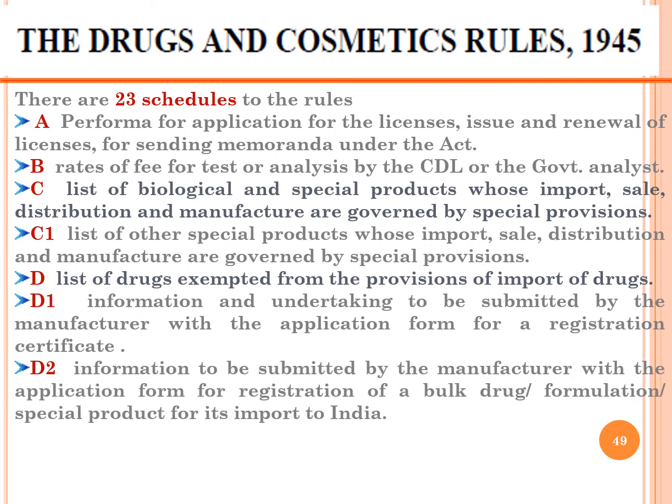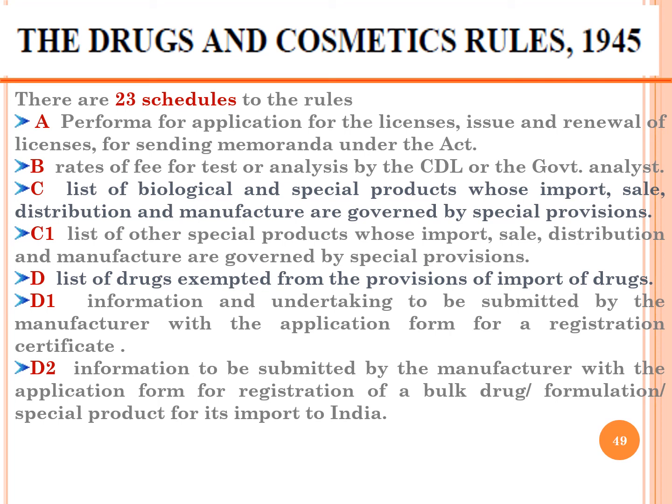There are 23 schedules to the rules. A. Pro forma for application for the licenses, issue and renewal of licenses, for sending memoranda under the Act. B. Rates of fee for test or analysis by the CDL or the government analyst. C. List of biological and special products whose import, sale, distribution and manufacture are governed by special provisions. C1. List of other special products whose import, sale, distribution and manufacture are governed by special provisions.